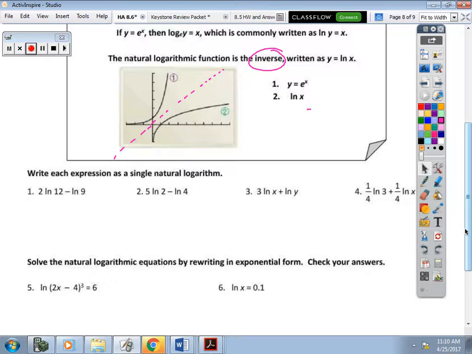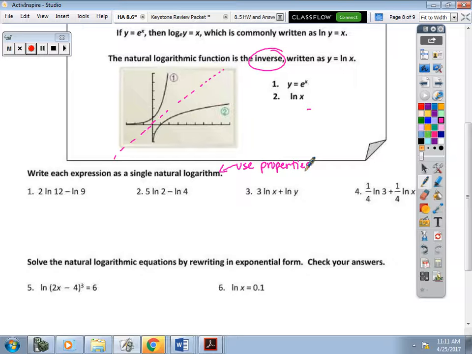So examples 1 through 4 are actually a review of stuff we've already done. They want us to write each expression as a single natural logarithm. So we are going to be using our properties, our quotient property, power property, and product property. So what would I do first for number 1 to start writing this as a single logarithm?